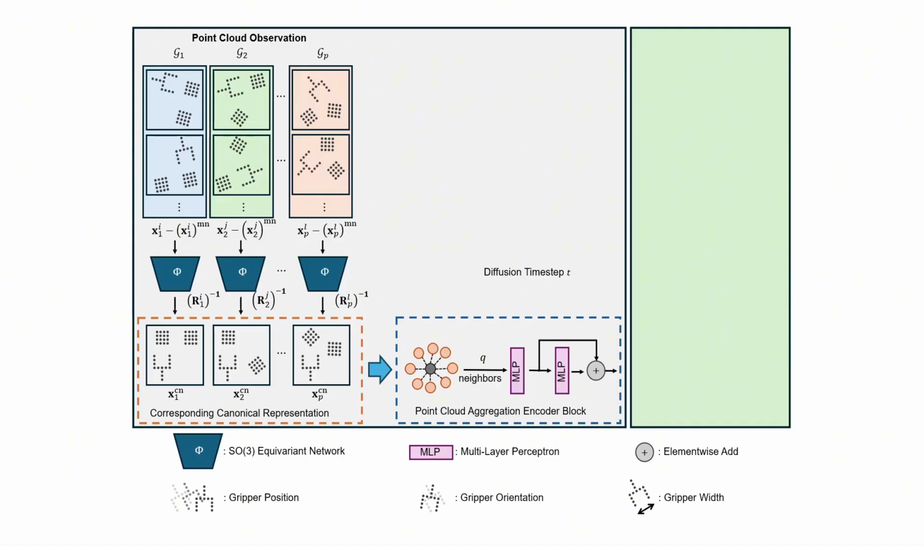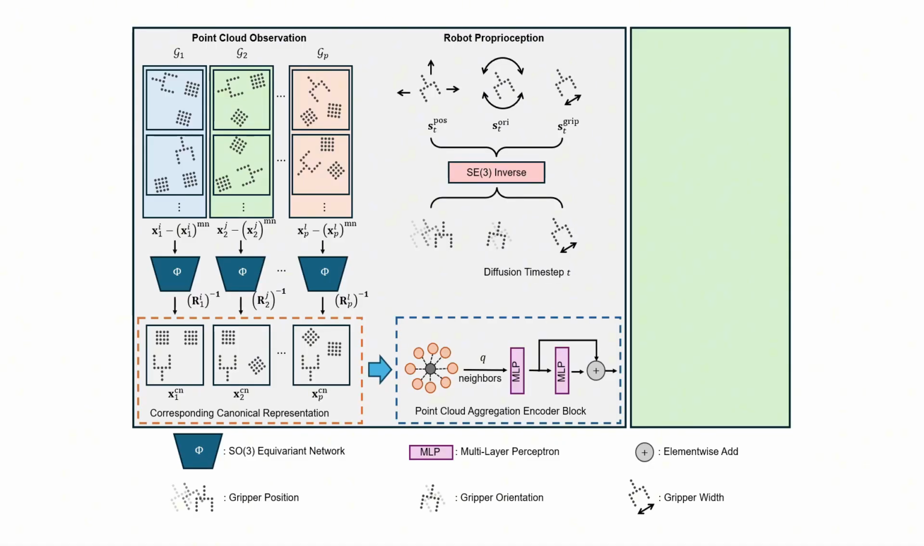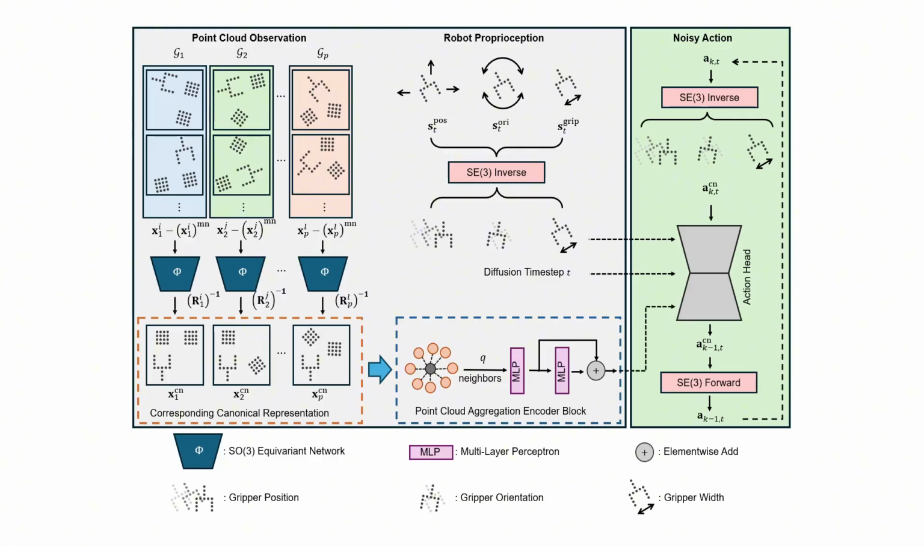At each diffusion time step, robot states, position, orientation, and gripper are transformed into the canonical frame via an SE3 inverse transformation. Noisy actions are also mapped into the canonical space, and the model predicts canonical actions, which are finally transformed back to the original observation frame.